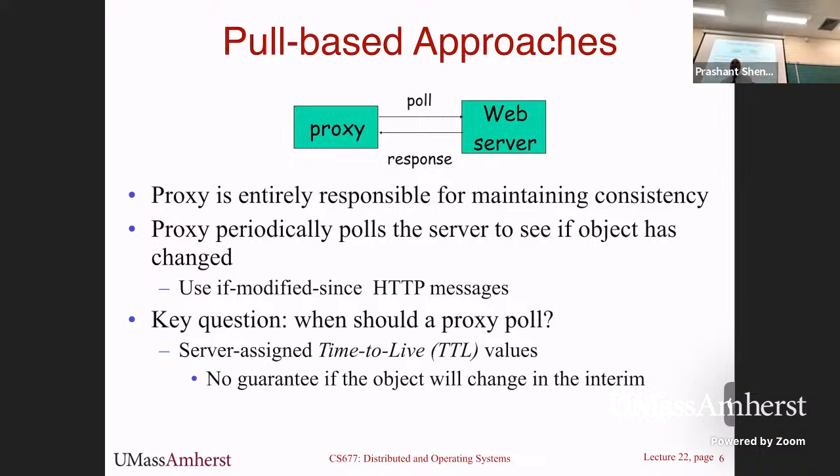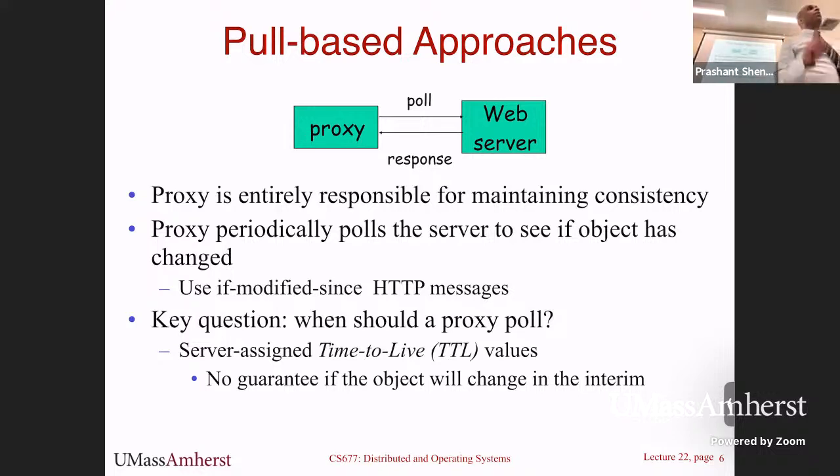Okay? So at best, this is a heuristic that can tell the proxy how frequently to poll. There's no guarantee that the page has actually not changed before the expiration. It may well change before the server thinks the TTL has expired. Okay? So it's only a heuristic, but you could use that heuristic to decide. But there are other approaches as well that we'll look at.